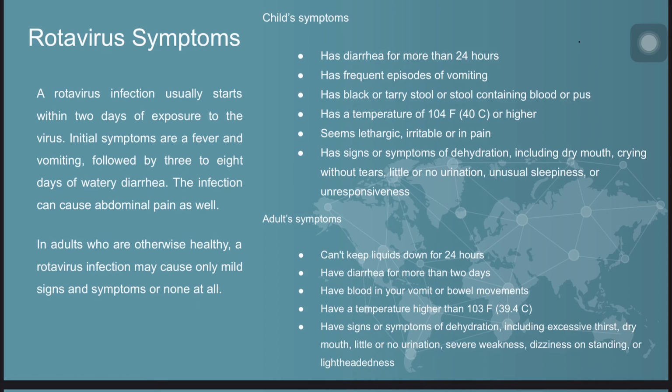In adults who are in perfect health condition, a rotavirus infection may cause only mild signs and symptoms or none at all. There are some common symptoms between the child and adult, which are diarrhea for more than 24 hours, high body temperature, and frequent vomiting.